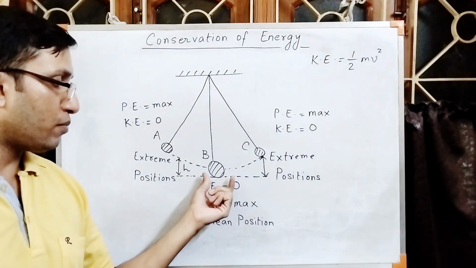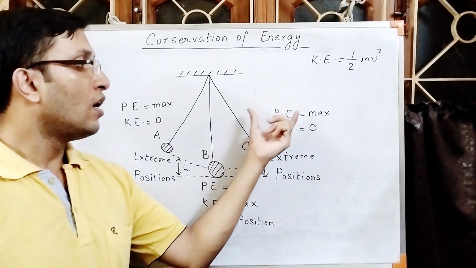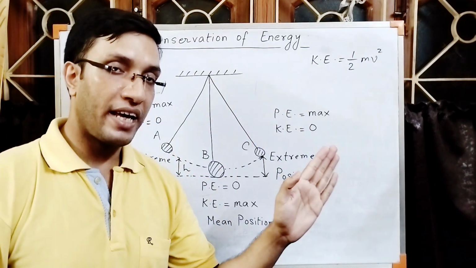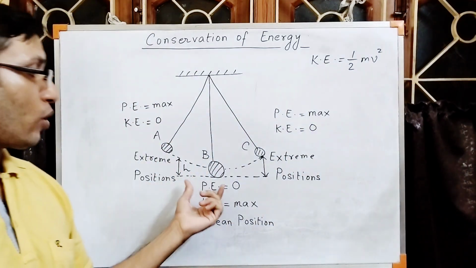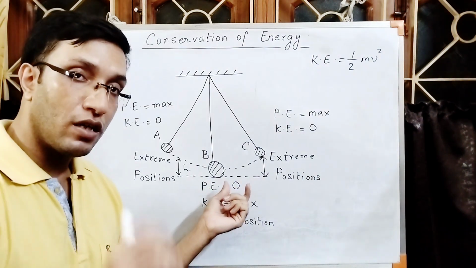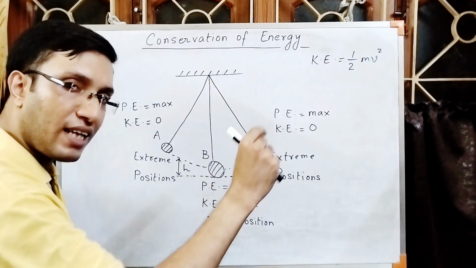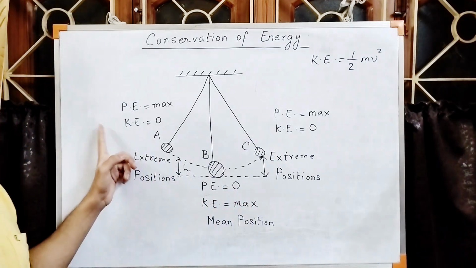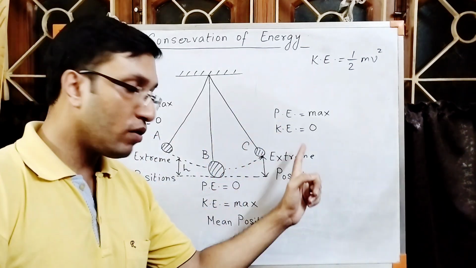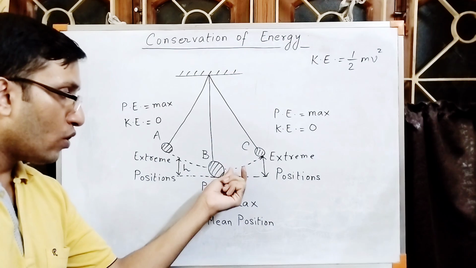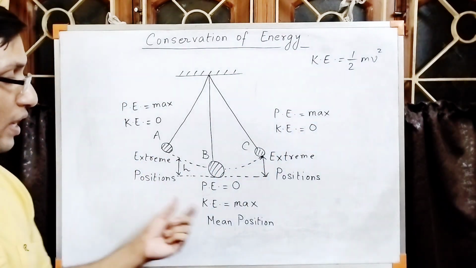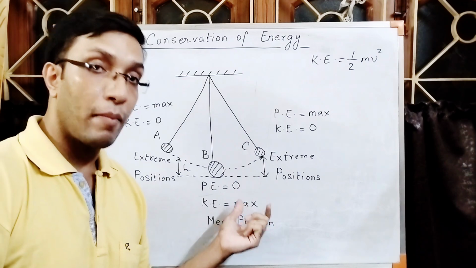you will mark the mean position, and you will write potential energy at the two extremes as maximum, don't specify any value, and potential energy at the mean position, such that the bob is just touching the ground, potential energy is 0, and kinetic energy at the two extremes is 0, whereas kinetic energy while crossing the mean position, either going from A to C or from C to A, kinetic energy is maximum.